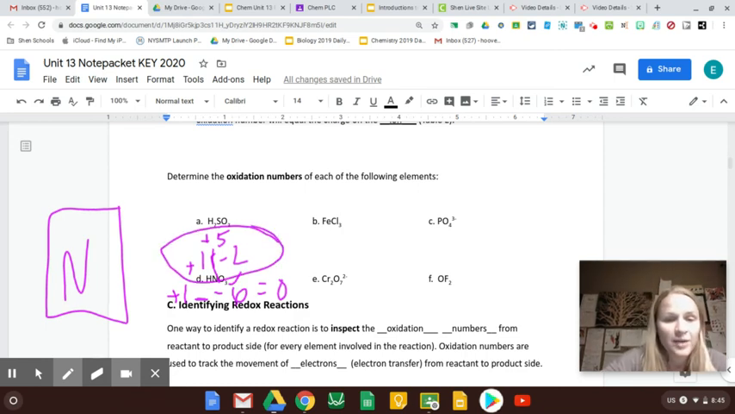So these are my answers. That's my oxidation numbers. These are the math that got me there. Sometimes they're the same, sometimes they're not. All right, on to the next one.